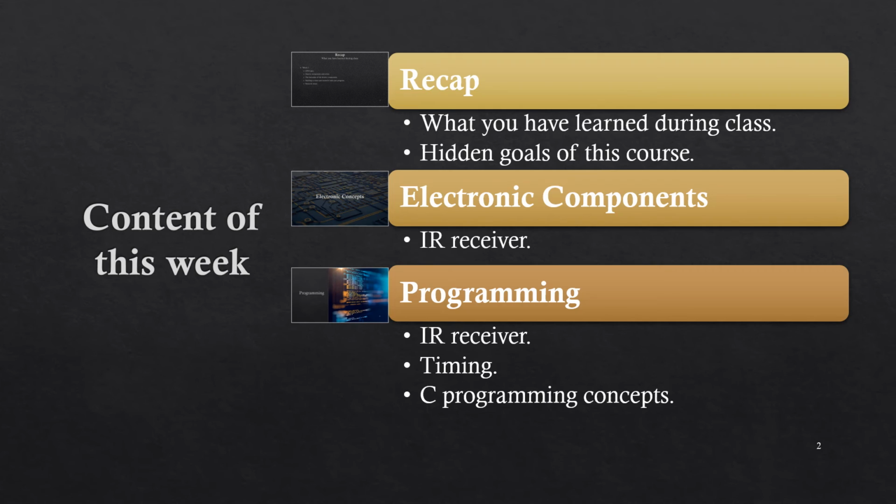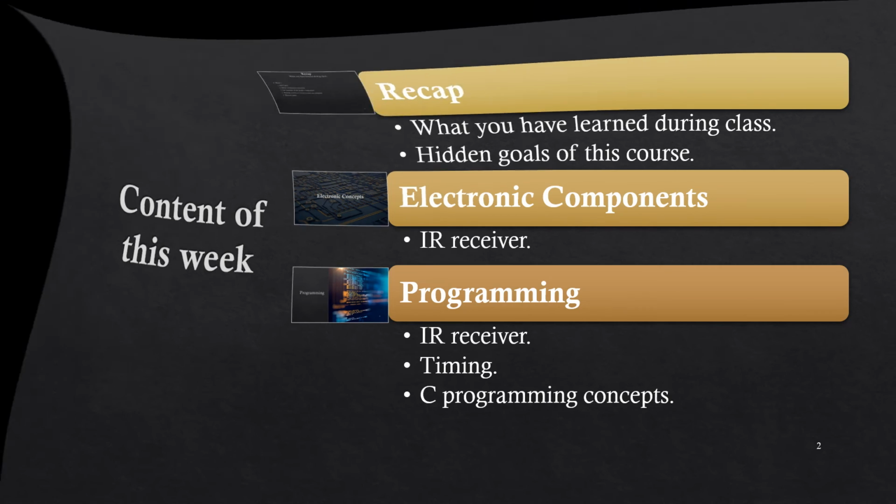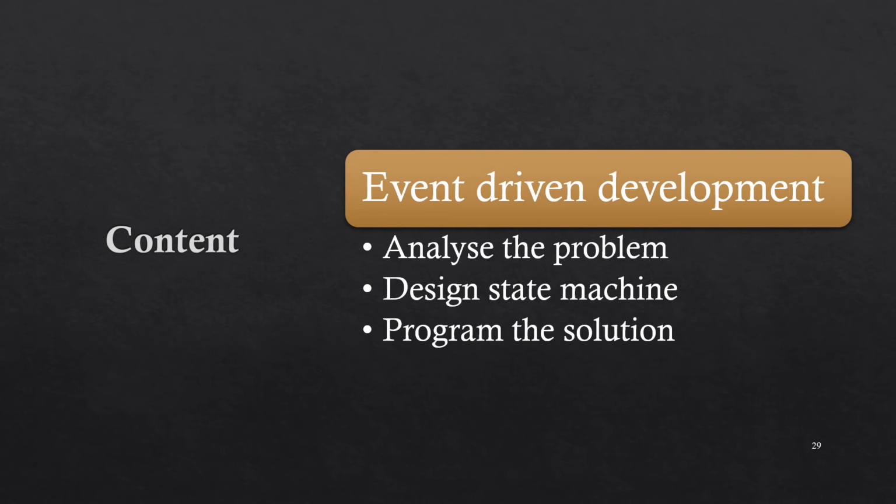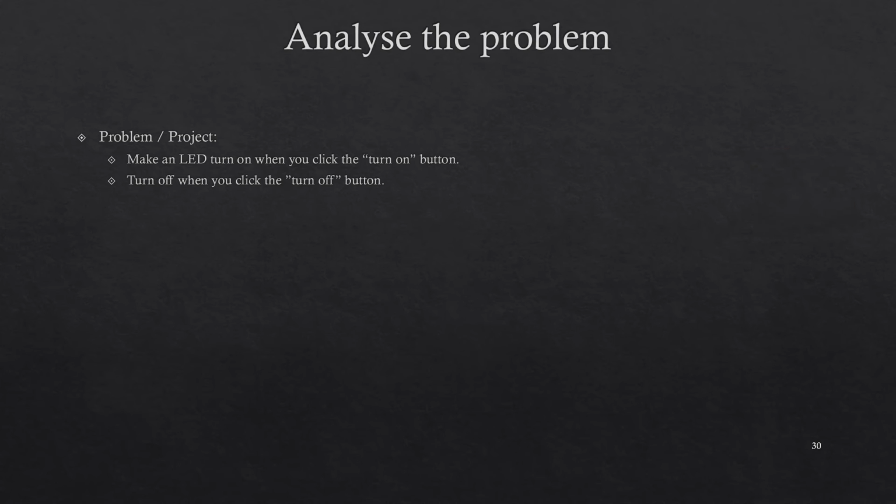Let's move on to the second part of this week. In this part, we will talk about event-driven development. We will see how to analyze a problem, how to design a state machine and what a state machine is, and how to program the solution based on that state machine. So let's start with analyzing a problem.